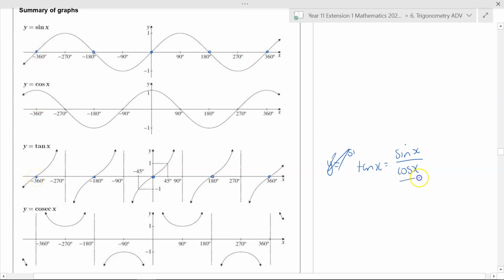Now, when cos is 0, we're going to have an error. We're going to have an asymptote. So at 90 degrees, we've got an asymptote here. At 270 degrees, we've got another asymptote. And what's that? An extra 180, 270, add 180, 450, we've got another asymptote.